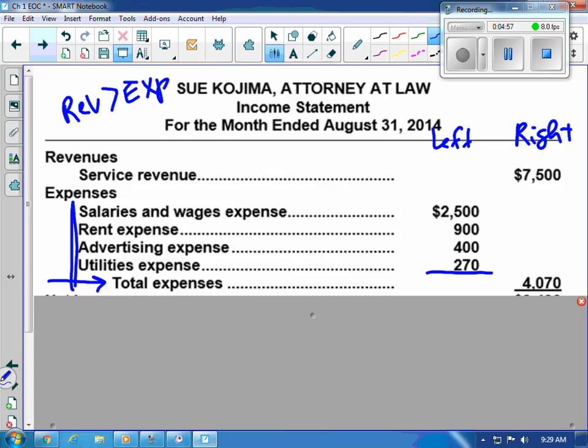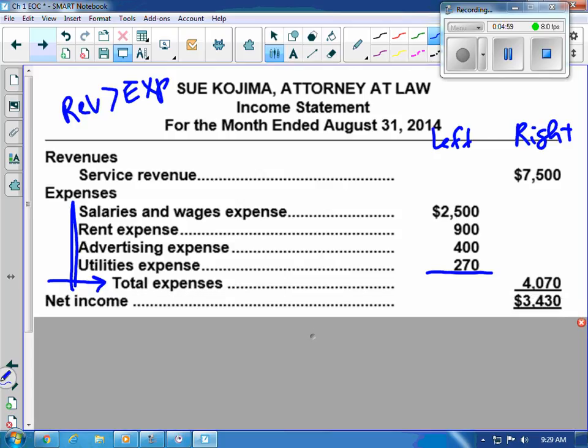I'm always going to give you a few more lines than what you need. So we can say net income is $3,430. I see some more math here, and then we double rule underneath. Could you go back to those transactions as a checkpoint? Did your total expenses equal $4,070 on the transaction list? They did. They should have.